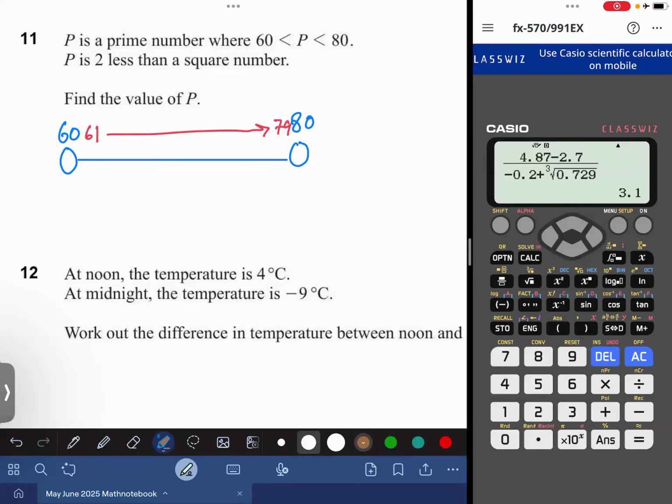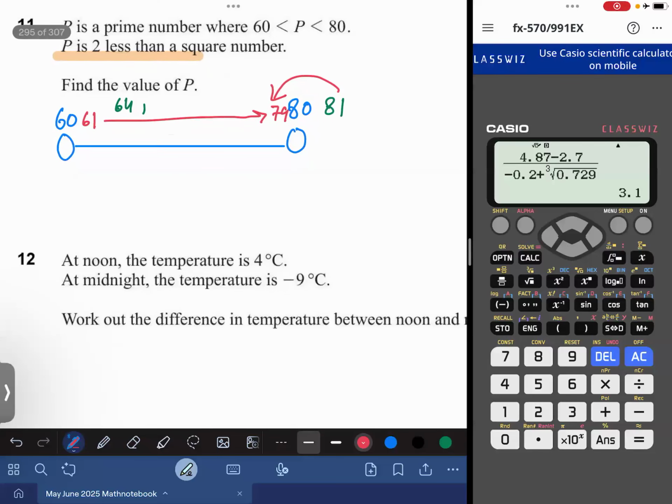And it says that P is 2 less than a square number. Okay. So P is 2 less than a square number. Now, for example, everybody, we have square numbers in this range. So we have a square number here, which is 64. Agree, Vadan? Yes, sir. 8 square is 64 and 9 square is 81. Agree or not? Which is after 80. Yes, sir. So now sir, the answer will be 79.